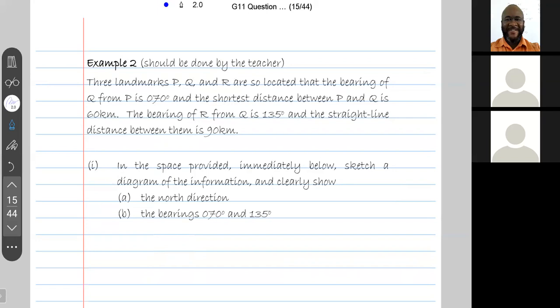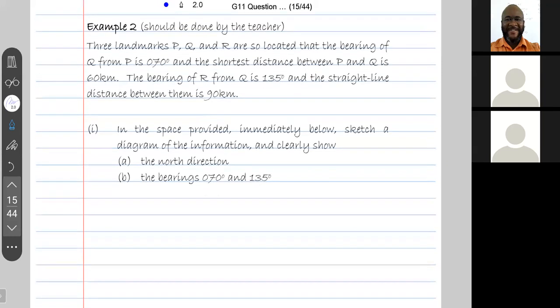So three landmarks P, Q, and R are so located that the bearing of Q from P is 70 degrees. And then the bearing of R from Q is 135 degrees. All right, I have a mental appreciation of this now.